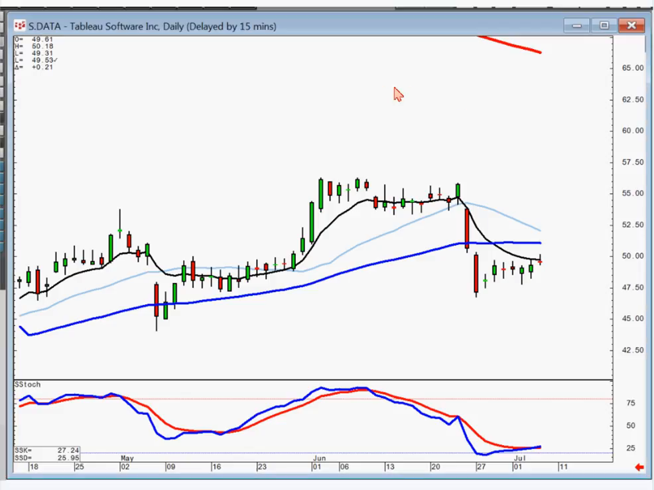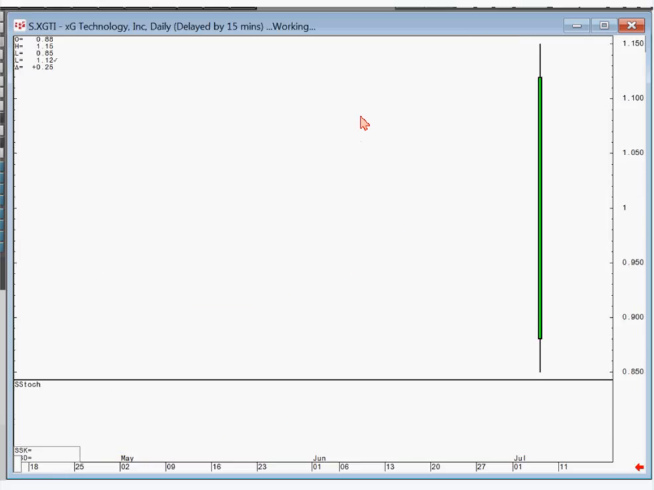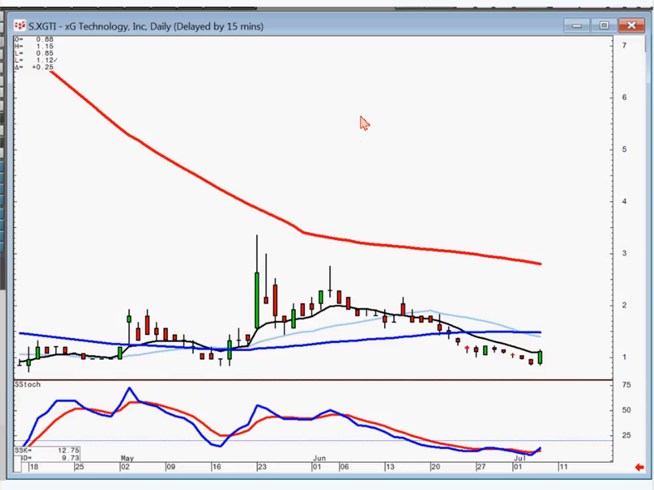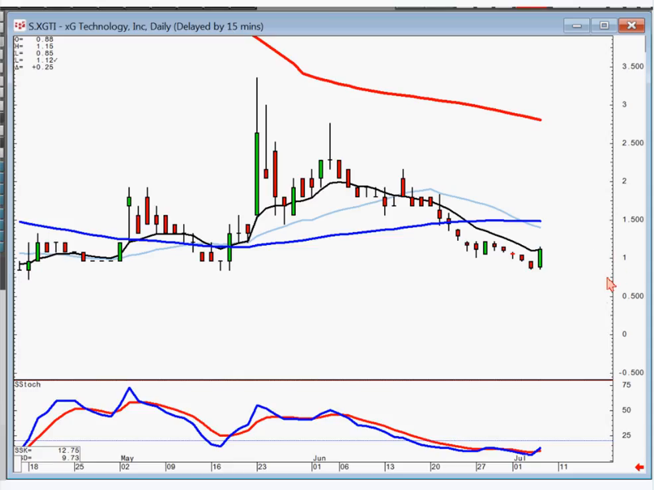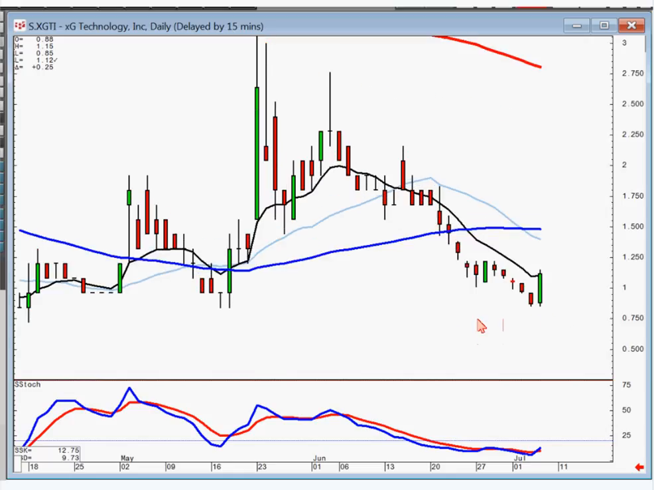Okay, last two. And did I get a good explanation of the bobble? We've got a video on the bobble somewhere. XGTI, nothing yet. It's not quite a reversal signal because it's not quite a bullish engulfing. So I'd probably be trading something else.